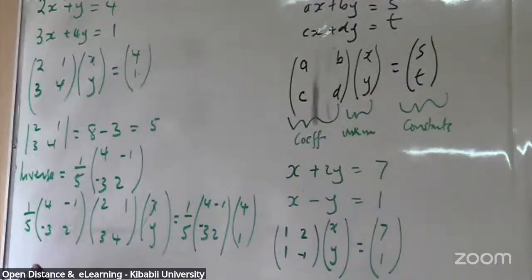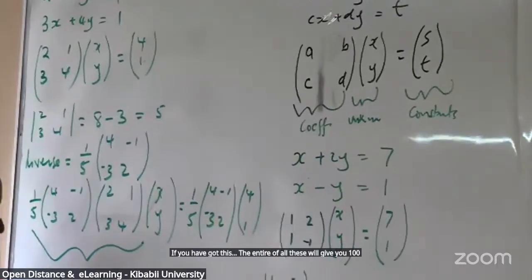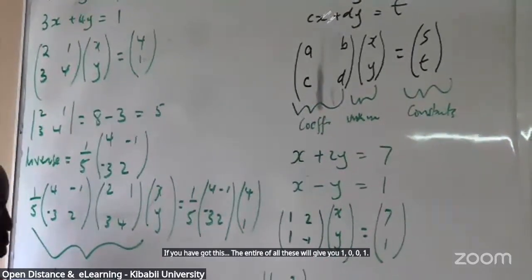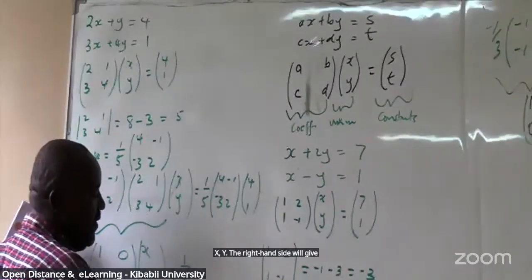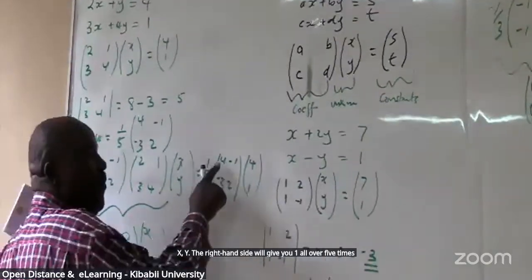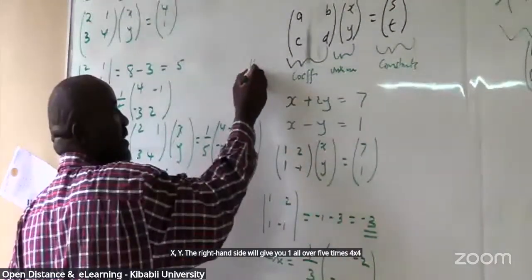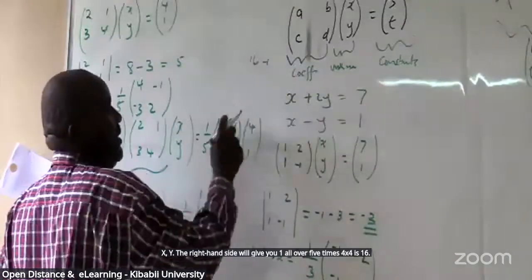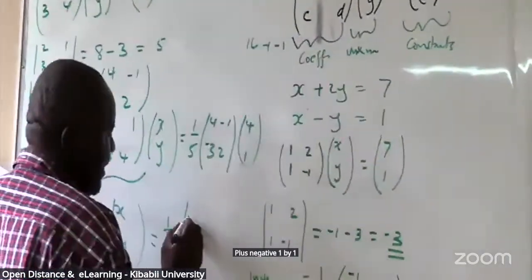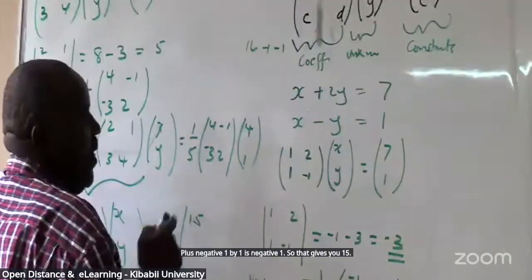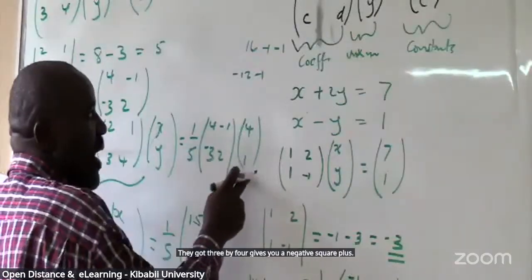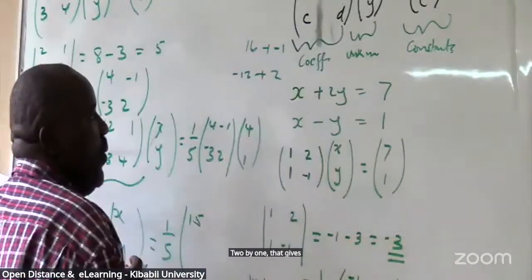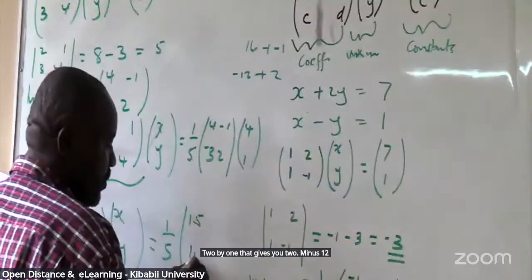If you work this out, the entire left side will give you 1, 0, 0, 1 times x, y. The right-hand side will give you 1 over 5 times 4 by 4 is 16, plus negative 1 by 1 is negative 1, so that gives you 15. Negative 3 by 4 gives you negative 12, plus 2 by 1, that gives you 2. Minus 12 plus 2 gives you negative 10.